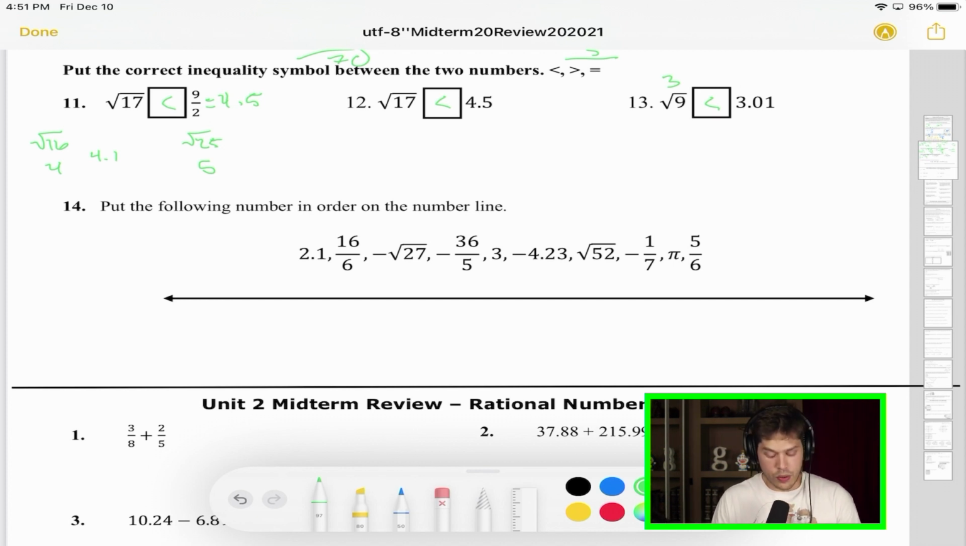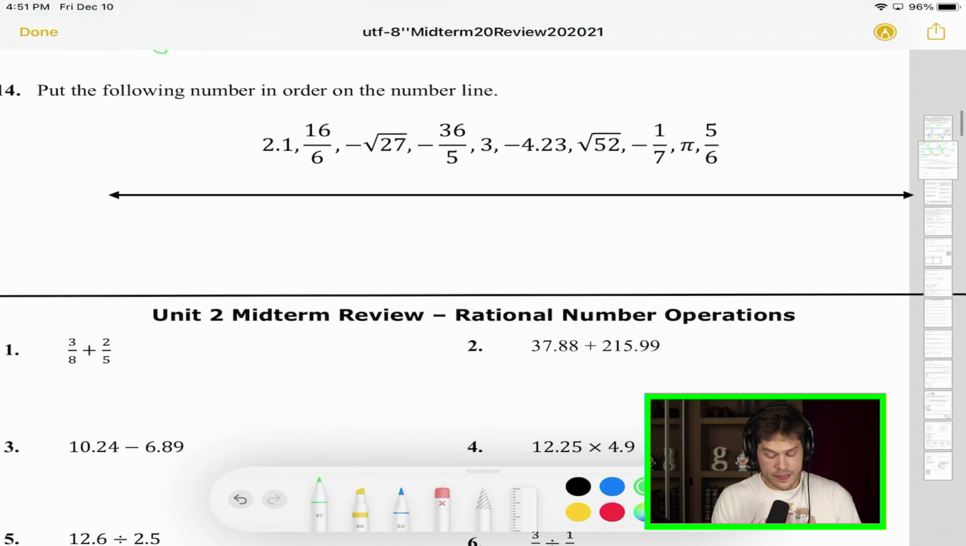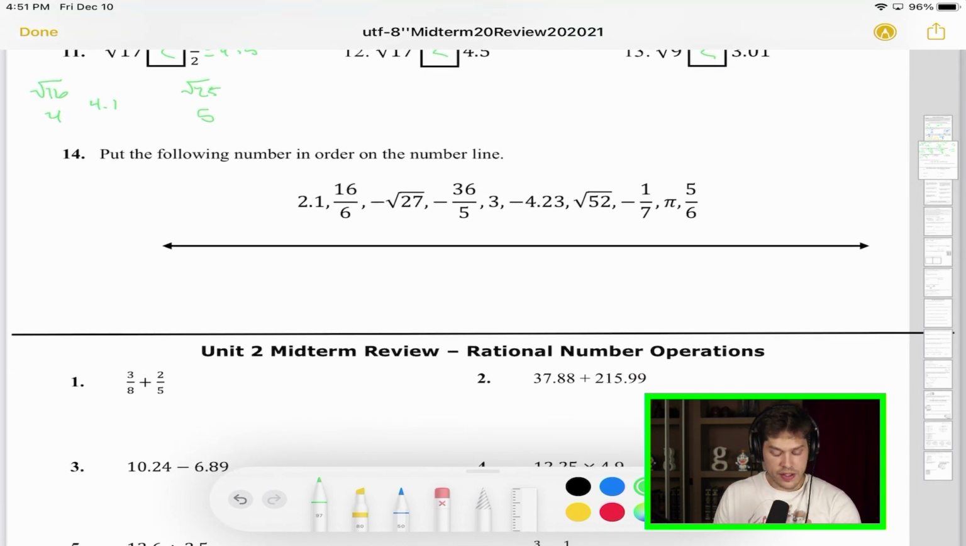Put the following numbers in order on the number line. Let's again start with our negatives. We have negative square root of 27. I'm going to circle them all. Okay. So these are actually much more straightforward. This is negative 7 1/5.